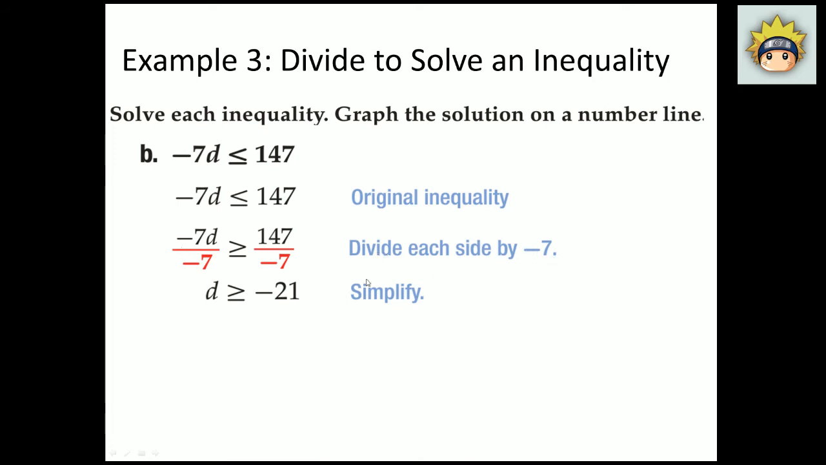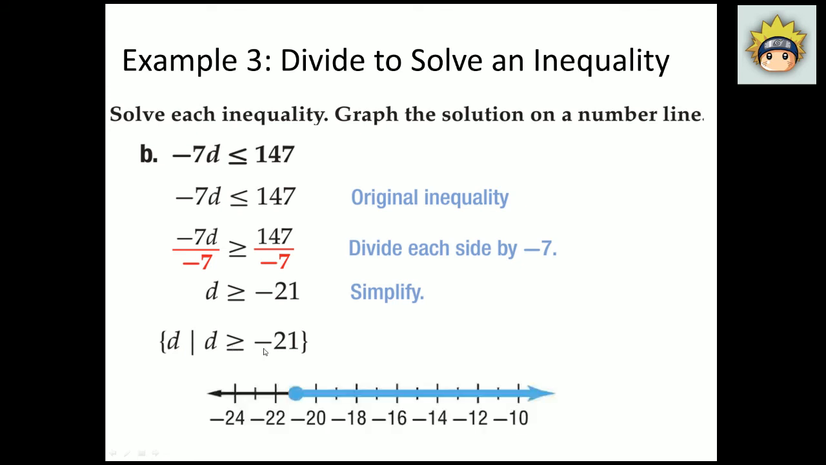Divide each side by negative 7. So the less than or equal to symbol here changes to a greater than or equal to symbol. D is greater than or equal to negative 21. Here's my symbol, right? I closed it right here at negative 21, and I go all the way to the right because d is any value that is greater than or equal to negative 21.